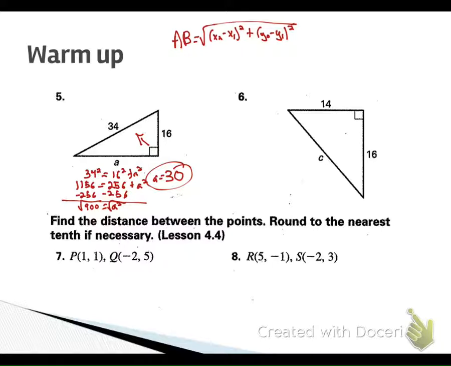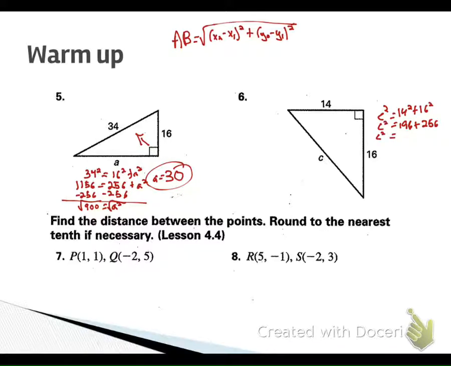Okay, so our next one is the Pythagorean Theorem again, and now we're looking for C squared, so we don't have to rearrange our formula. So we have C squared equals 14 squared plus 16 squared. 14 squared? 196. 16 squared? 256. We're going to add those two together. What value do we get?